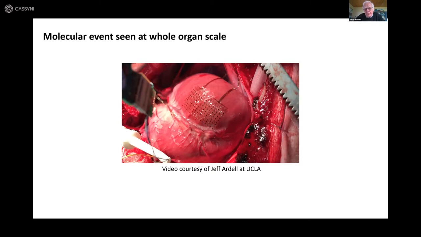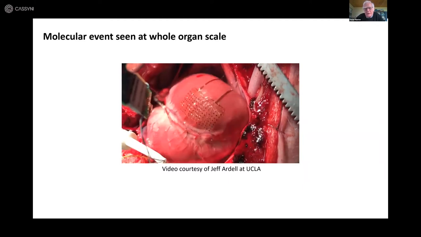So this is a video of a pig heart contracting, and you'll see several normal heartbeats. And then you'll see the effect of a simple modulation of the autonomic nervous system to the heart, which has a dramatic effect, in this case slowing the heart. This is a video courtesy of Jeff Ardell at UCLA, a group that we're working with as part of the SPARC project that I'll talk about in a minute. The electrodes you can see on the heart there are recording electrical activity at the same time as getting a video of the beating heart.